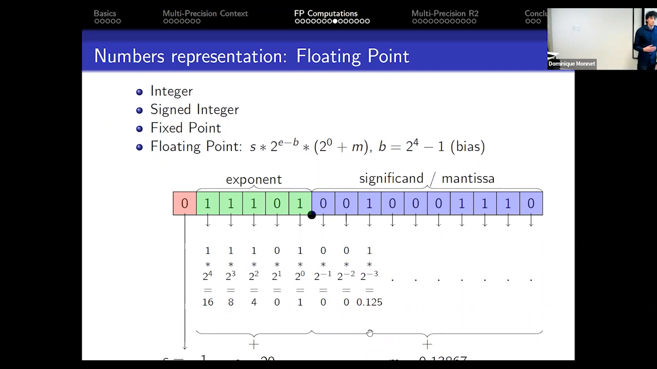And how do I compute a floating point number? I say it's the sign multiplied by 2 to the power of the exponent minus the bias, so that the exponent can be positive or negative, e minus b, multiplied by 1 plus the fraction. Okay, and this is how we can represent big numbers with big exponents, and small numbers with small exponents, with good precision.